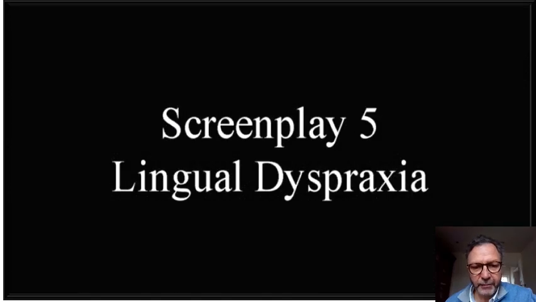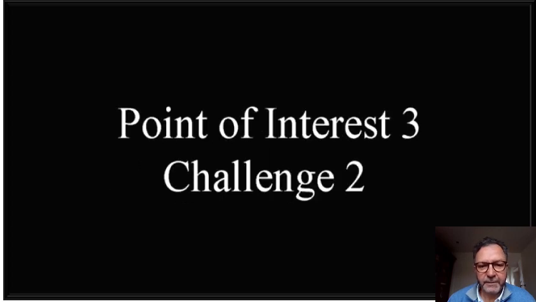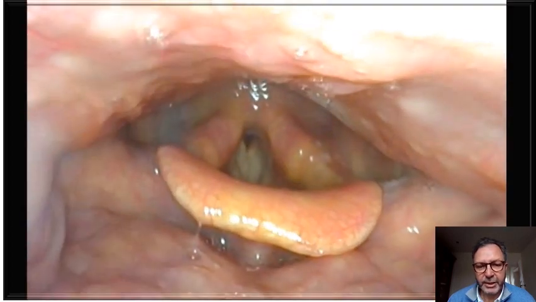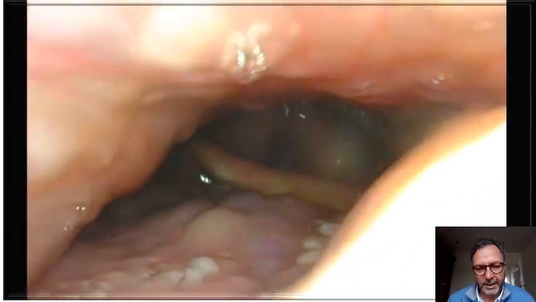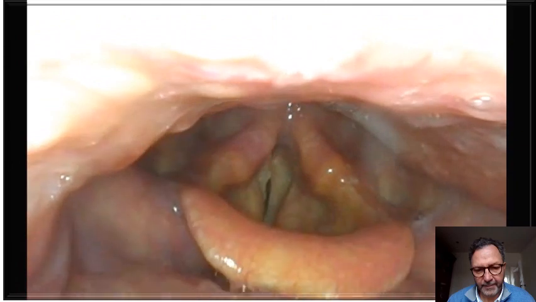So screenplay number 5, lingual dyspraxia. You're going to see here examples of patients. We are at point of interest number 3. We are looking at the pharyngolarynx. Challenge 1 has been done, and now you're asking the patient to swallow. So you're shifting from challenge 1 to challenge 2. And what we're going to see is the following. Point of interest number 3, challenge 2. We ask him to swallow, and that's what we're going to have.